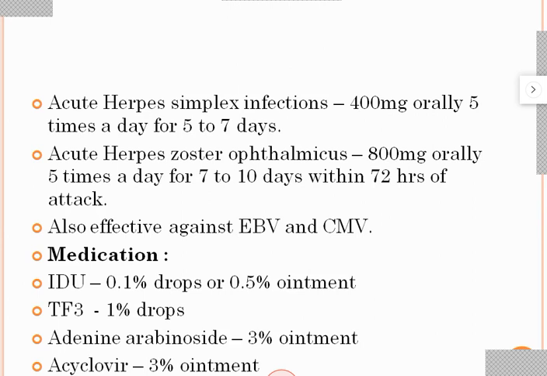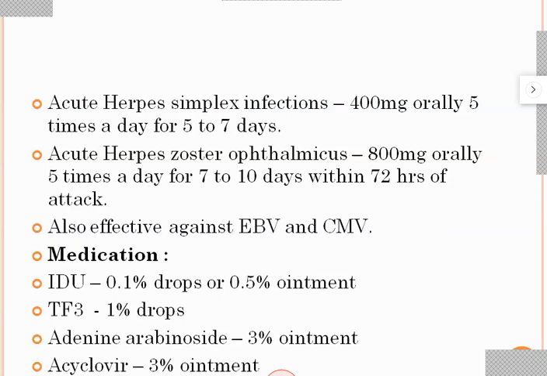To treat acute herpes simplex infections, 400 milligrams should be given orally. Topically, we should give acyclovir in the form of ointments, and orally it should be given. In case of simplex infections, the oral dosage is 400 milligrams 5 times a day for 5 to 7 days. To treat herpes zoster ophthalmicus, the dosage should be doubled. That means 800 milligrams orally 5 times a day for 7 to 10 days.